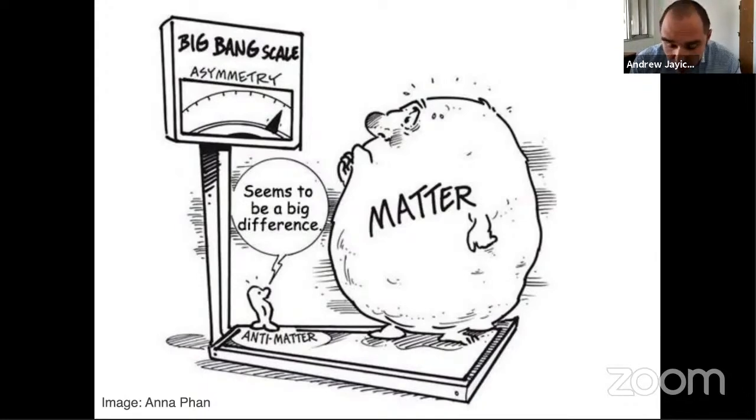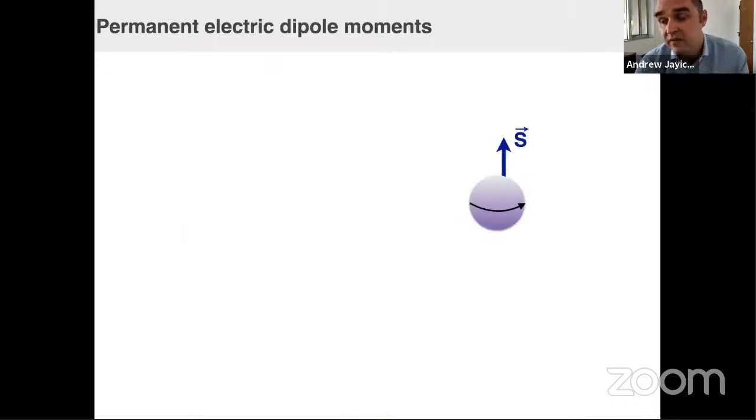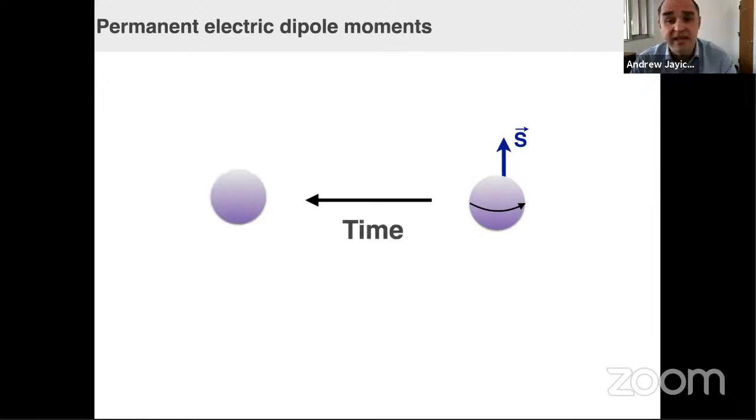A well-known technique for looking for time reversal violation is to look for permanent electric dipole moments. So just briefly, if we have a particle that has spin, it'll have a magnetic moment. If we reverse the arrow of time, that spin will reverse direction and the particle will point down. This is totally expected physics.